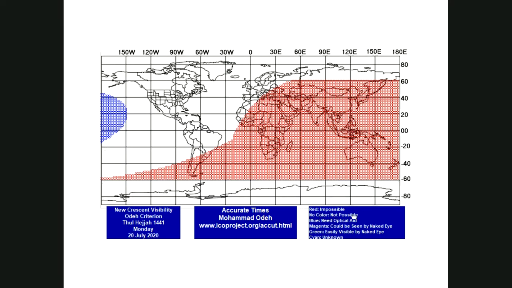You cannot see anything. No color, not possible to see that. No color, that means white. It's not possible to see that. Blue, need optical aid. So with the blue color, that means you need a telescope to see that. Magenta could be seen by the unaided eye. Of course, green, it will be visible.